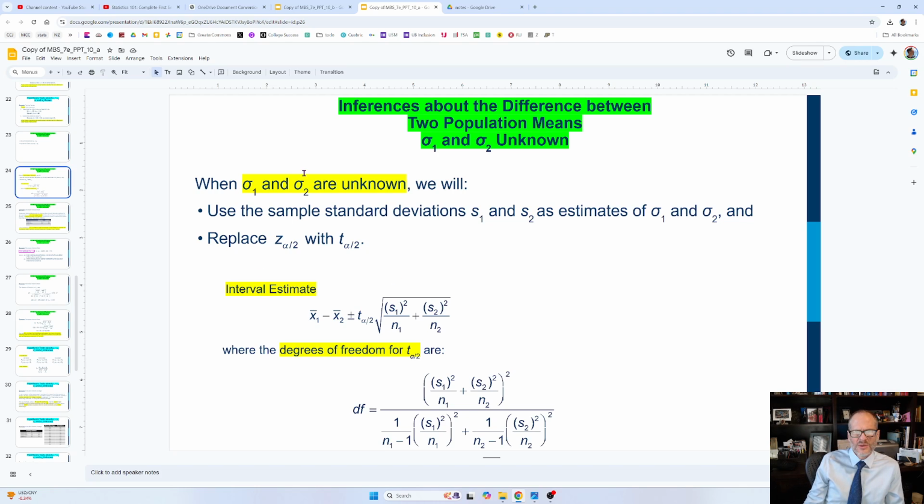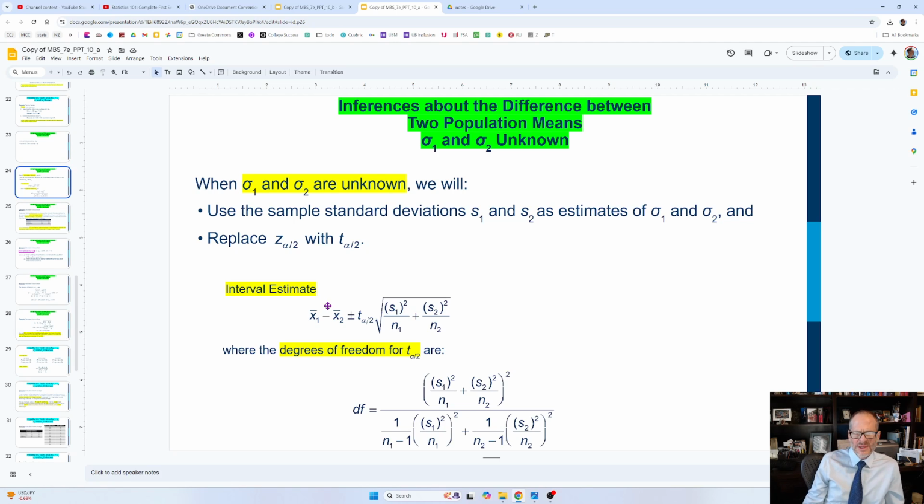To work with the population standard deviation unknown and to work with t as opposed to z, we need to know the degrees of freedom. We'll use this formula down here for that. The sample standard deviation is the s, and the lowercase n is the sample size. That's pretty much everything you need to know to put all that in and calculate it. Same thing up here. All right, so that's how we get our interval estimate.